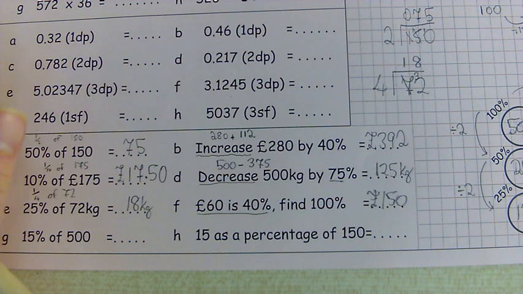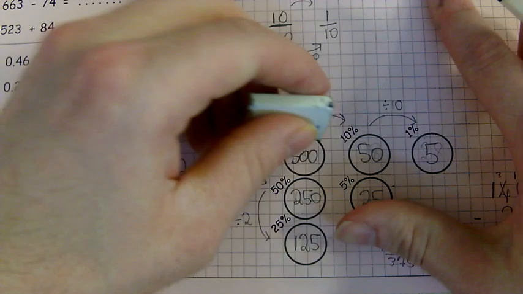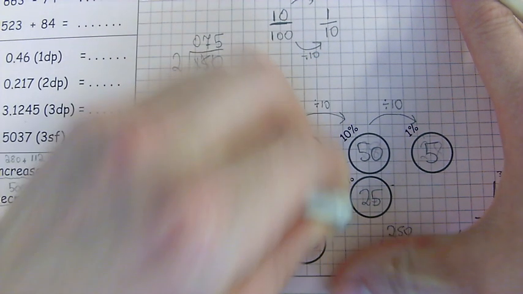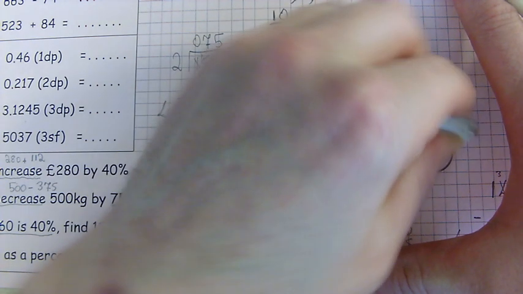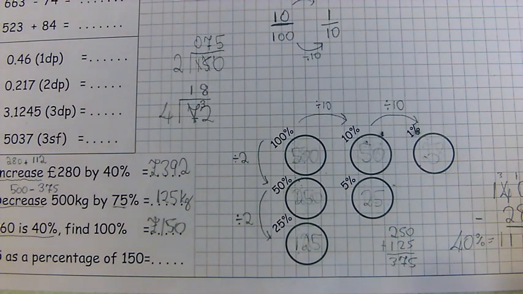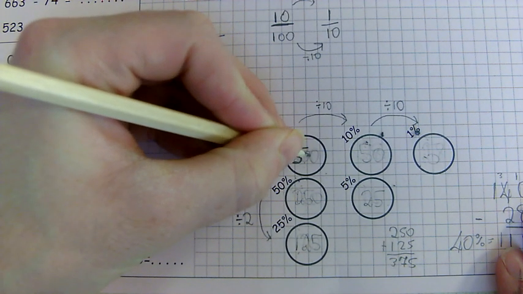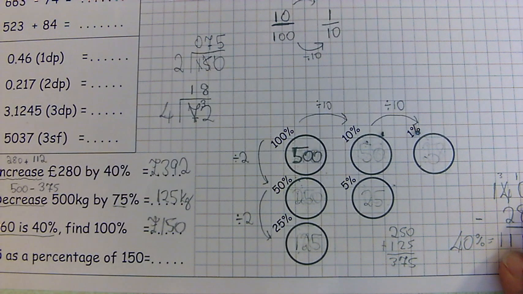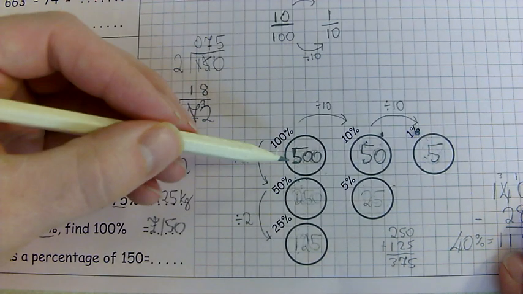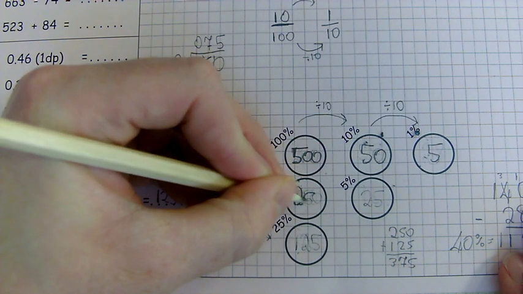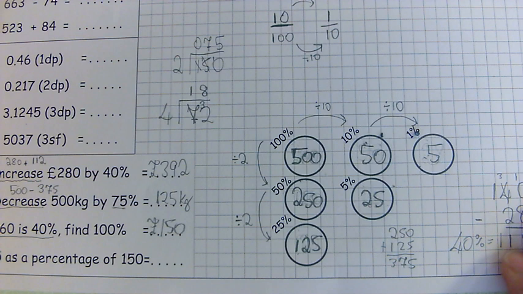15% of 500. This one sounds like a bubble method one for me. So back over here, get rid of my previous numbers. We're starting off with 500, so that'll be our 100%. I didn't need to rub them out. Well, that was a waste of time. So again, 50, and this was 5. Vertically, we're dividing by 2, 250, and down here, 25% is 125.